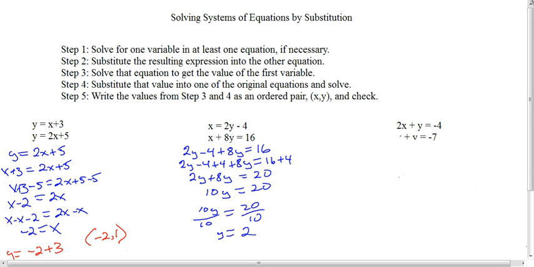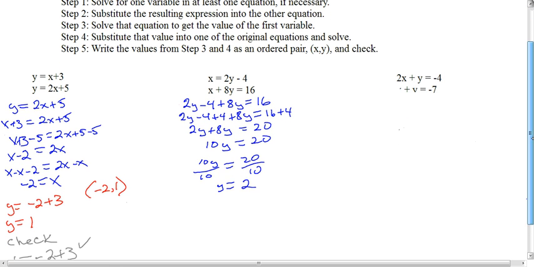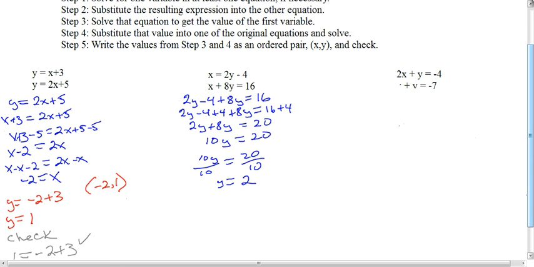It tells us again to make sure that you go back and put in your ordered pair, x and y. Well, actually, let's get that far. So we knew that y is 2, so let's go ahead and substitute that in the very first one. It's easier to do. So that's going to be x is equal to 2 times 2 minus 4. x is equal to 4 minus 4, and x is equal to 0.